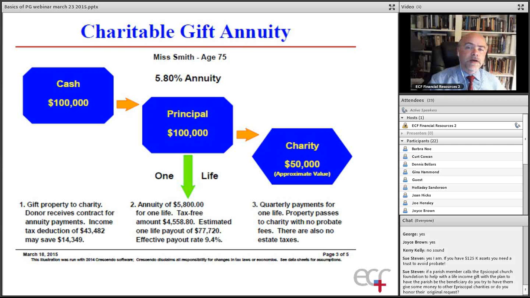But because of that guarantee, 10% of this remainder, or $5,000 out of that $50,000, would come back to the Episcopal Church Foundation to support its ongoing planned giving efforts for the entire Episcopal Church.